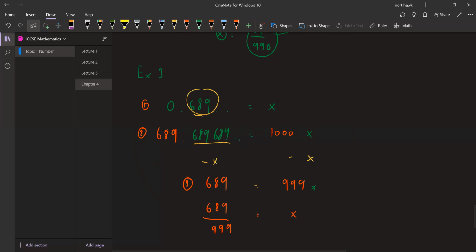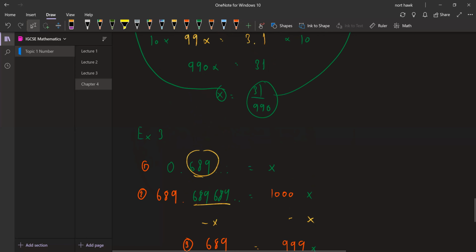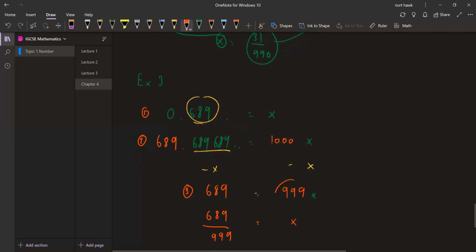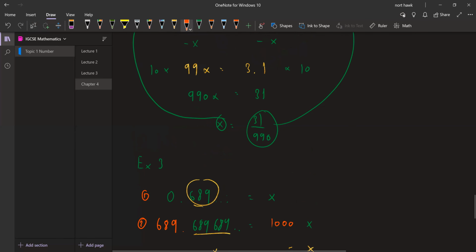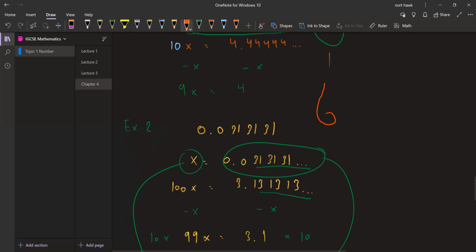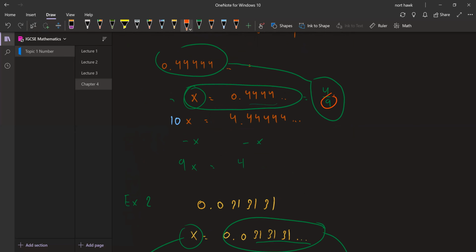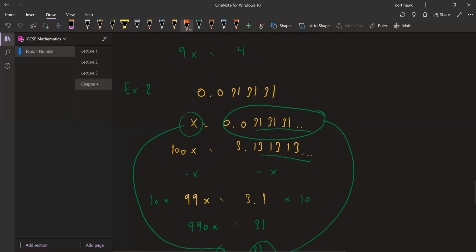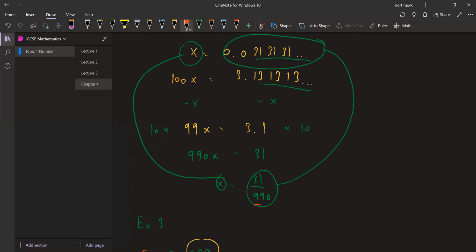And as you can see, it is somewhat similar, right? It's divided by 9 for one repeating number. If it's two repeating numbers, then it's divided by 99, and then there'll be 0s in certain cases.